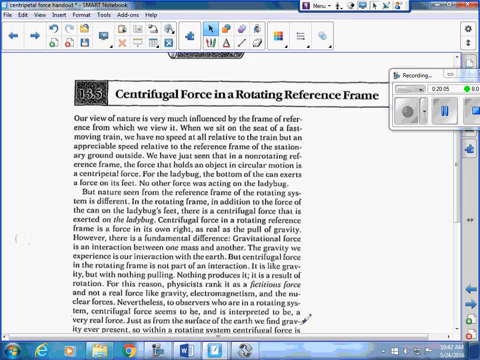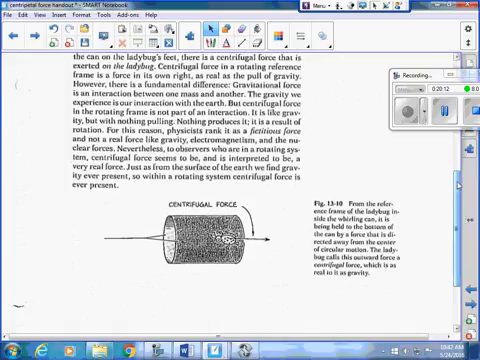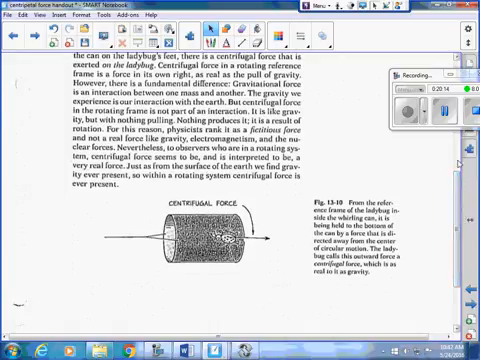Just as from the surface of the earth we find gravity ever present, so within a rotating system, centrifugal force is ever present. Anyone seen the TV series The 100? Okay, they start off the very first season in a ship called the Ark, I think, right? And isn't it a big giant circle that spins? And why does it spin? To create gravity. So they have created that artificial gravity by making it spin.